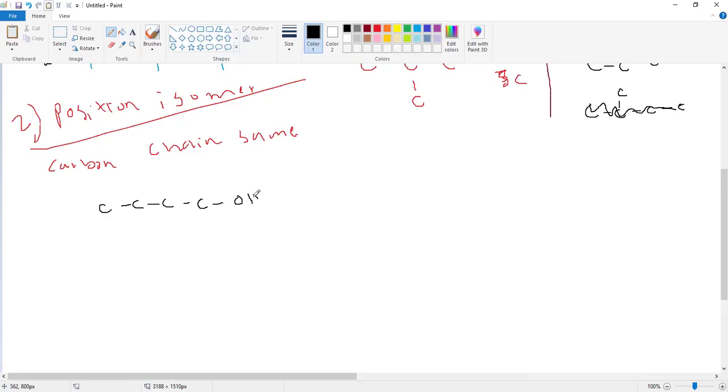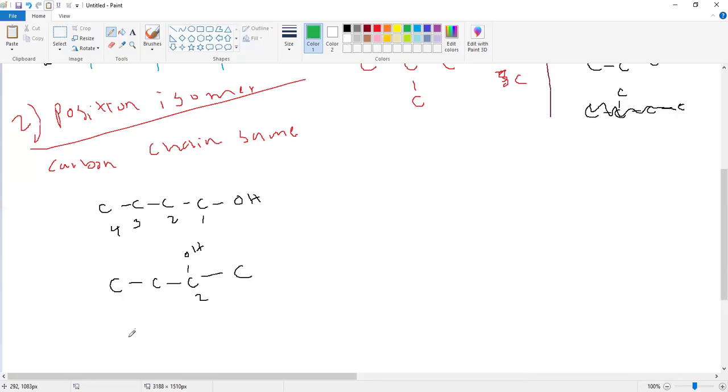So here you have an OH group. Now the first carbon has the OH group. Okay, now I'll number the carbons 1, 2, 3, 4. The first carbon has the OH group. Now I can also put this OH on the second carbon. Then that's another isomer. Okay. The second carbon has the OH now.